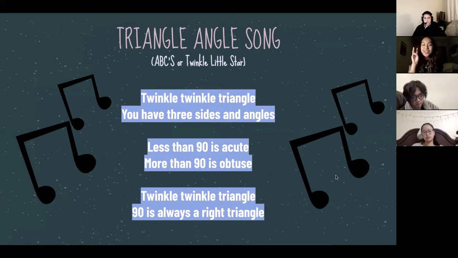One, two, three. Twinkle, twinkle, triangle, you have three sides and angles. Less than 90 is acute. More than 90 is obtuse. Twinkle, twinkle, triangle, 90 is always a right triangle.